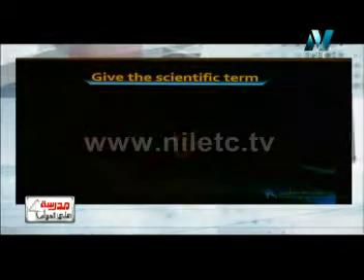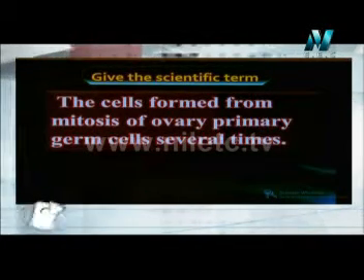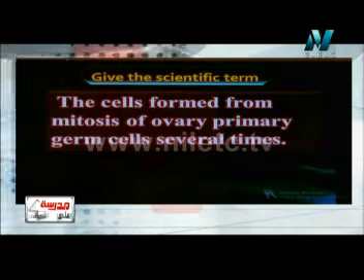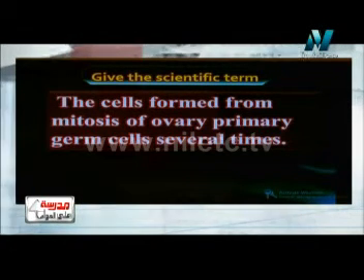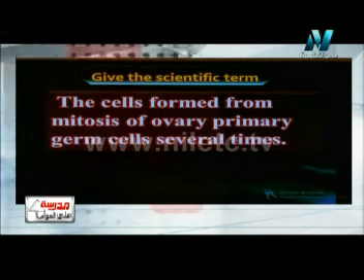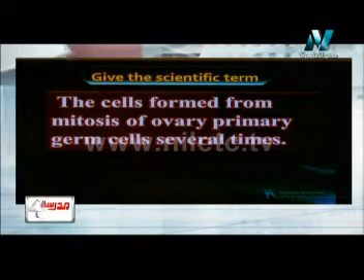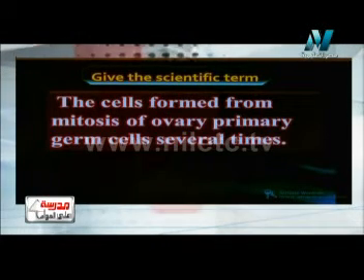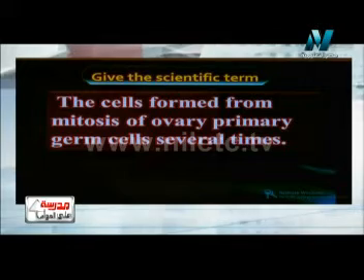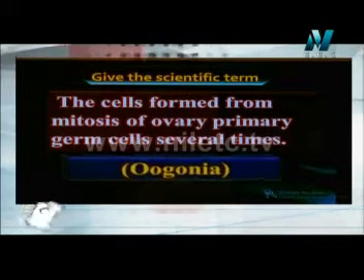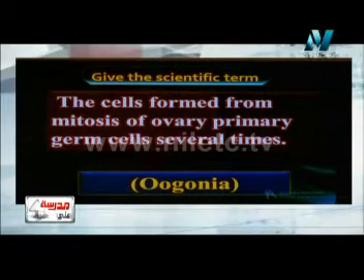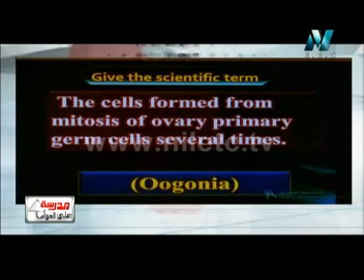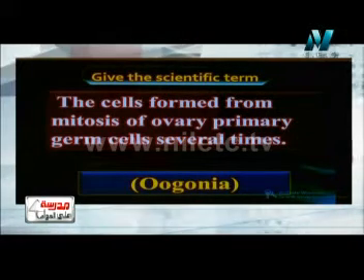The next question. The cells formed from mitosis of the ovary primary germ cell several times. The question asks about the cells which pass through the multiplication stage of the oogenesis. Of course, these cells, which are produced as a result of mitosis division many times, are the oogonia.